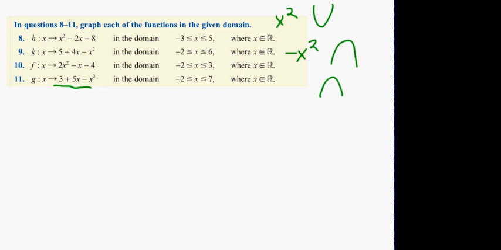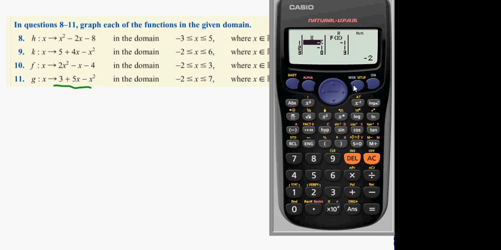So look at this. You put it into your calculator, mode, table, just enter it in. 3 plus 5x minus x squared. Minus 2 to 7. Step is 1. Here's all your points here. Is everybody happy with that?